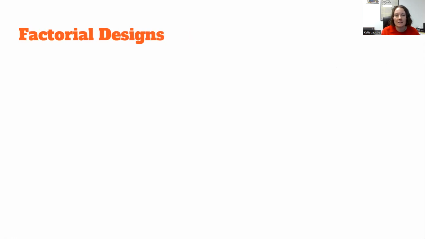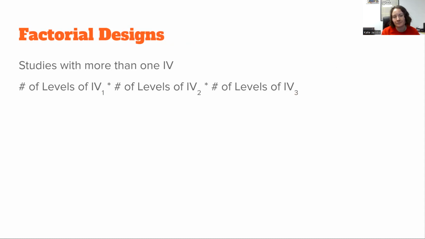All right, let's get started. So factorial designs, this is the type of design that we use when we want to conduct a study that has more than one independent variable. Remember, we use the symbol IV to represent independent variables.